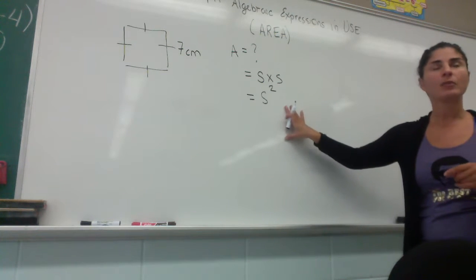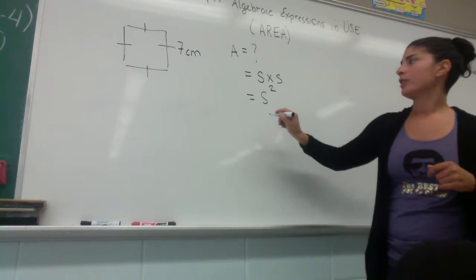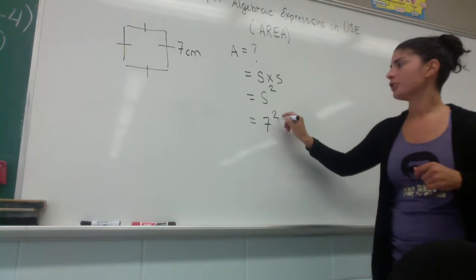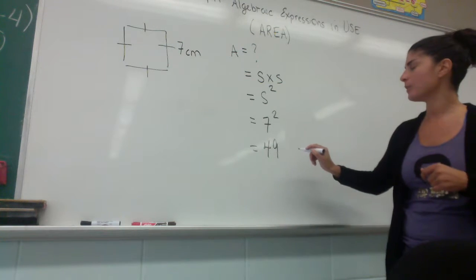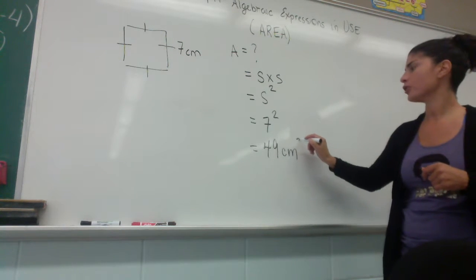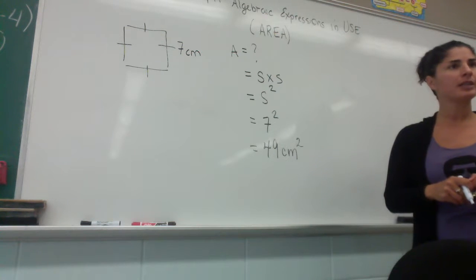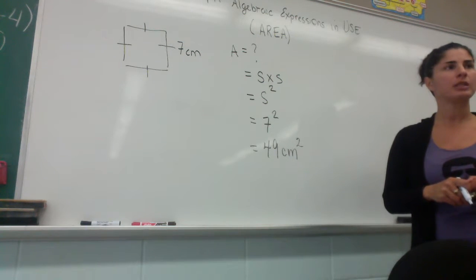So you would do 7 to the power of 2, which is equal to 49, and since the dimension is centimeters, it would be centimeters squared. Pretty easy.